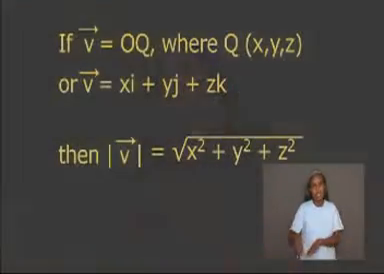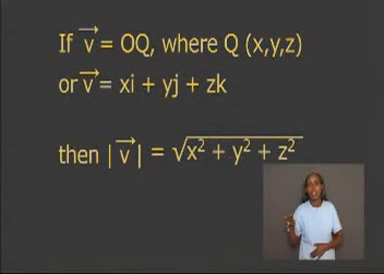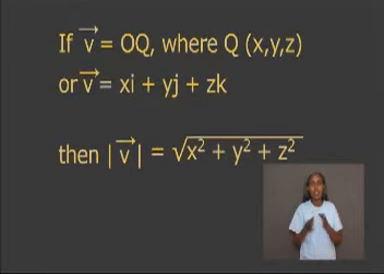What can we conclude from this exercise, students? We have found that if the initial point of a vector is at the origin and its terminal point is at a given point Q, or if each of the terminal coordinates is multiplied by unit vectors i, j, and k, then the magnitude of that vector is given by this formula.